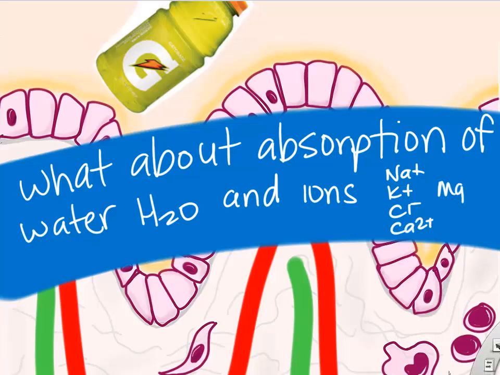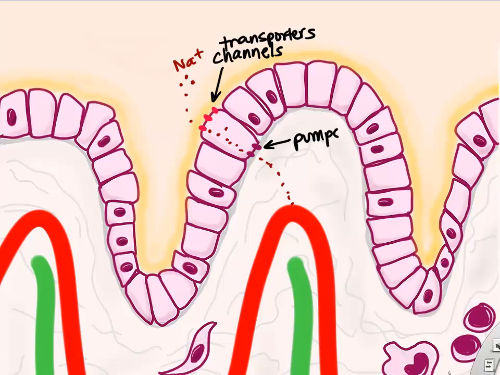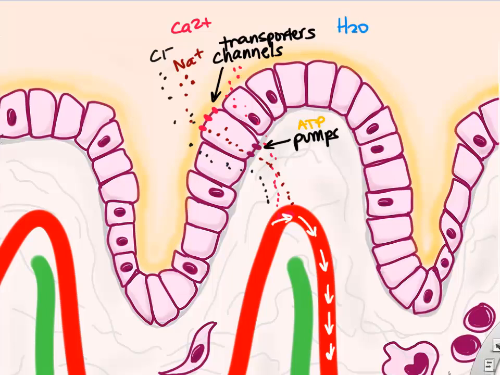What about absorbing things like water and ions like sodium and chloride and potassium? Well, it's very similar in that sodium will either be picked up by a channel or a transporter and then maybe pumped out of the back of the cell. So again, it just involves membrane proteins. Some of them require ATP, but you'll pick up that sodium, the chloride, the calcium, move it into the little epithelial cells, and then eventually into the bloodstream where it can circulate around the body.